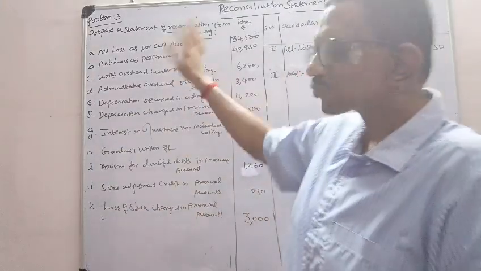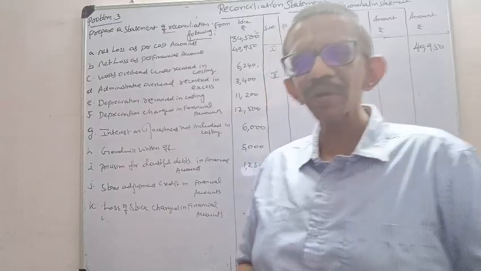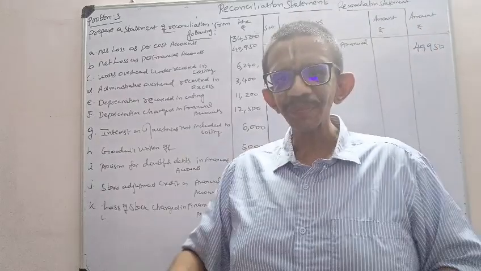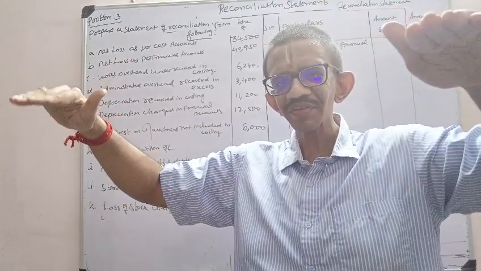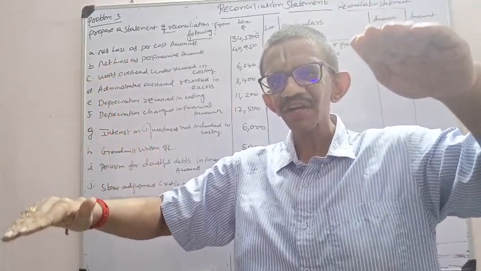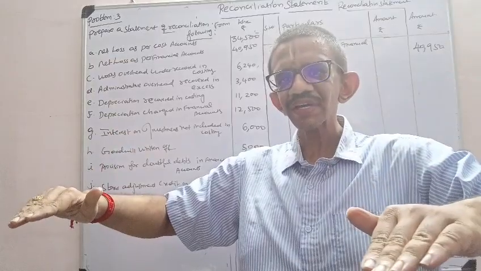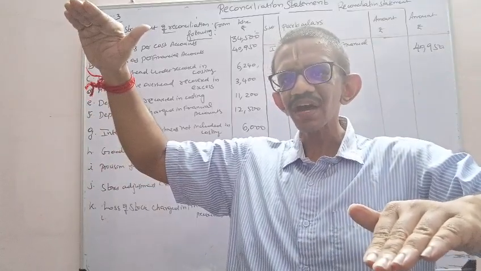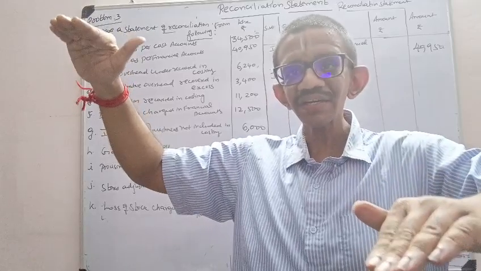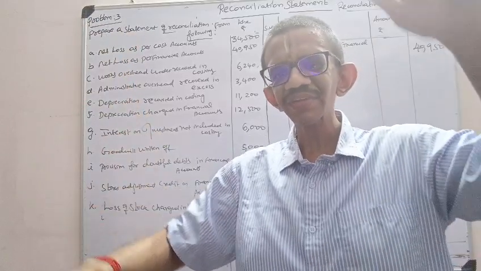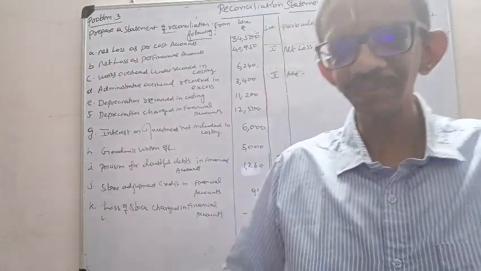But this is the loss oriented problem. As far as a loss problem is concerned, if the expenses increase, loss also increases with the expenses. If the expenses decrease, loss also decreases. If the income increases, loss decreases. If the income decreases, loss increases. This is all about the concept.